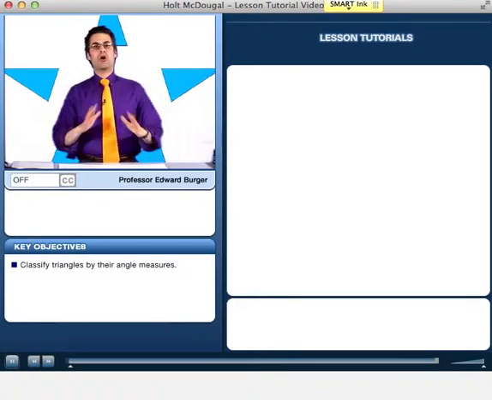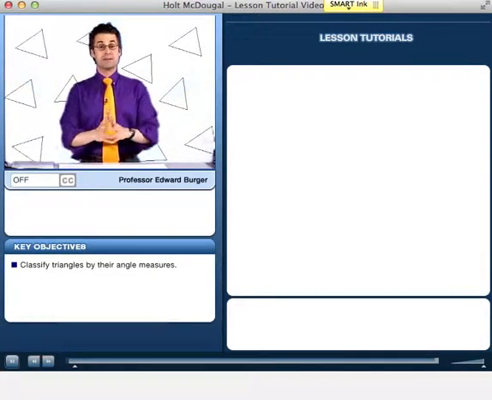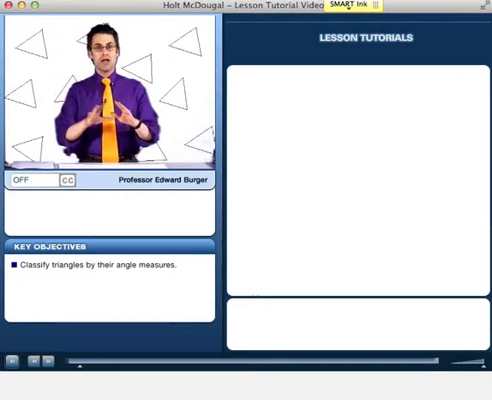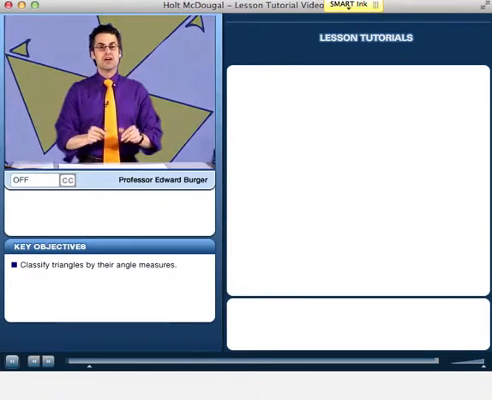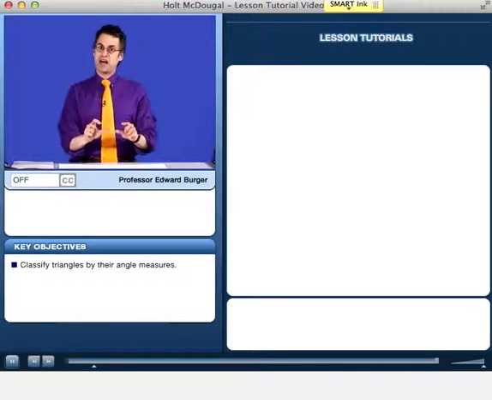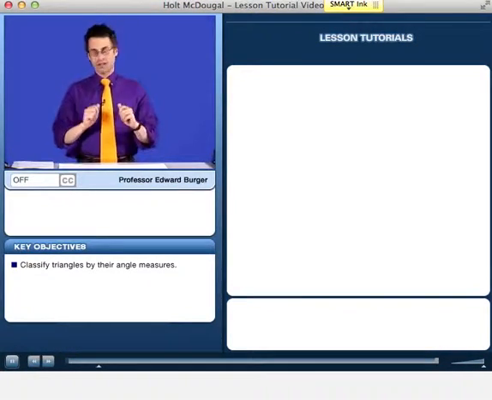You know, triangles come in all shapes and sizes, and it's sort of fun to be able to look at them and classify what type of triangle it is. And there's a couple of ways of actually classifying triangles. First, I want to show you a way which focuses on the angles themselves in the triangle.